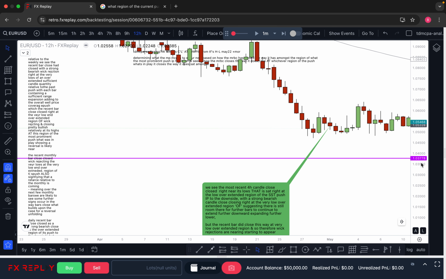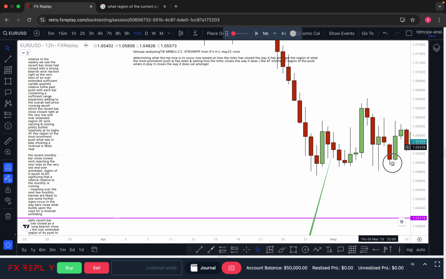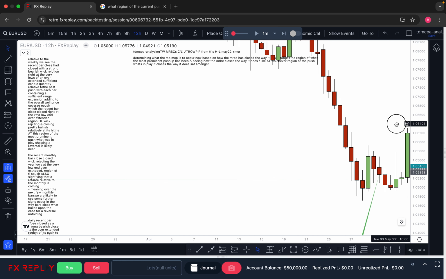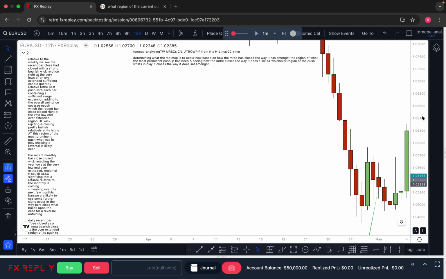Yeah, so we missed doing it before the outlook. But honestly, it's really not hard. All you're doing is looking at what way the most recent bar closed, in whichever fashion, or the way the most recent bar closed at what region of the push that's in place. So anyway, here you see a wick rejection, you come lower.